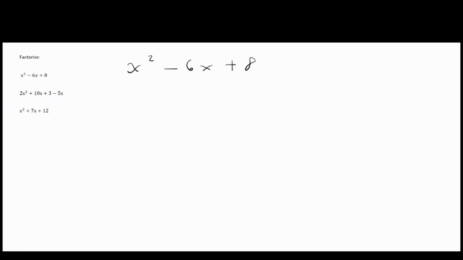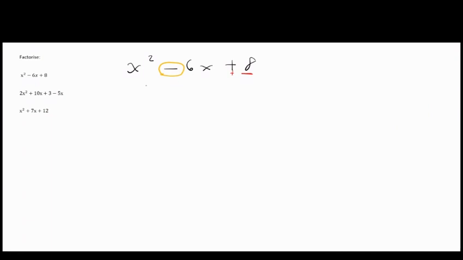Now, very important, we look at the sign of the middle term. That is a negative, right? And our term is a 6. And then we look at our last term. What's our last term? Our last term is an 8 and it is positive. So we have a negative 6x and we have a positive 8.